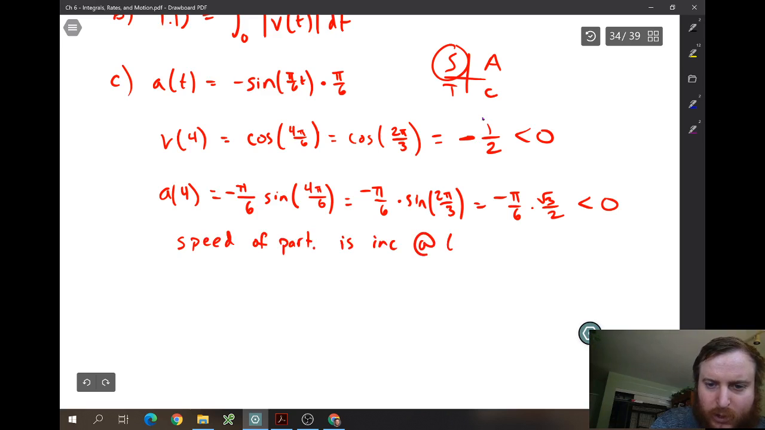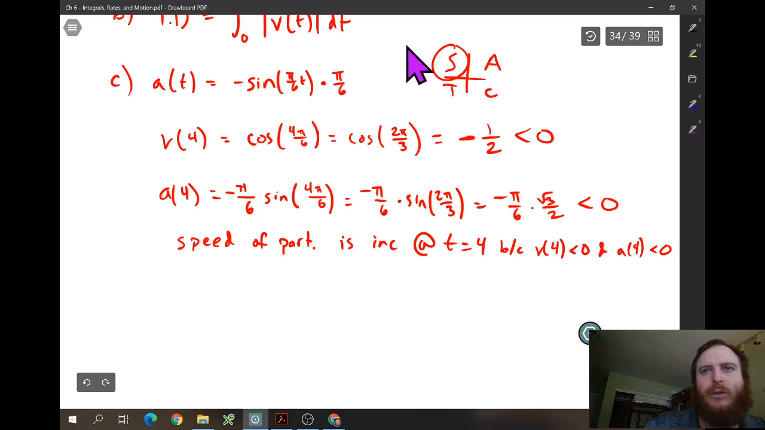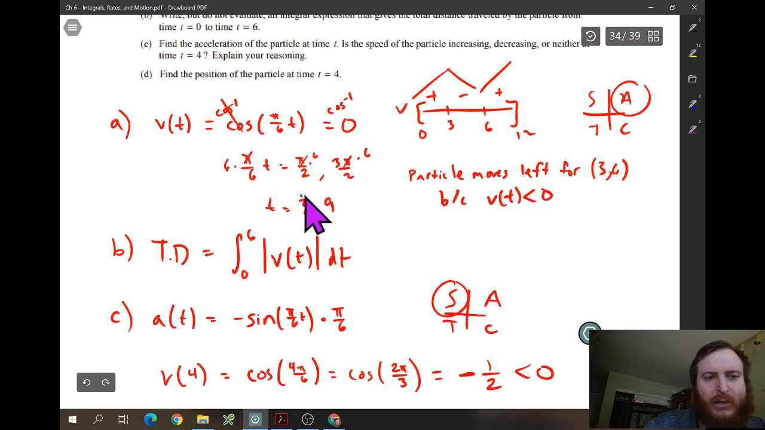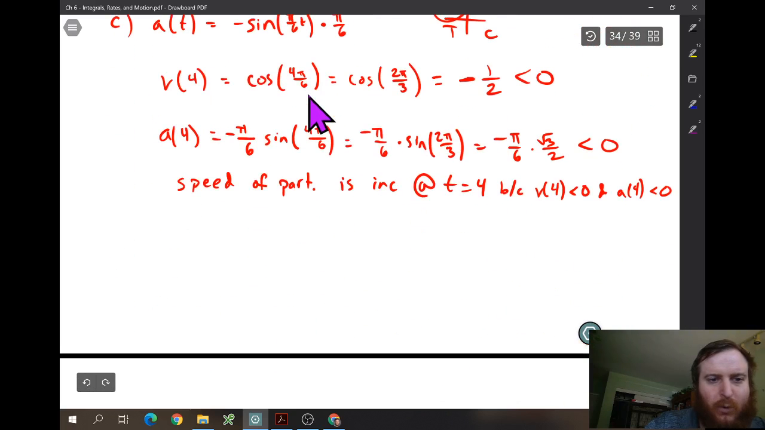At time 4, we always want to have the speed is increasing at, because v of 4 is less than 0 and a of 4 is less than 0. If you want to say they have the same signs, that's great. And lastly, we're asked to find the position of the particle at time 4.